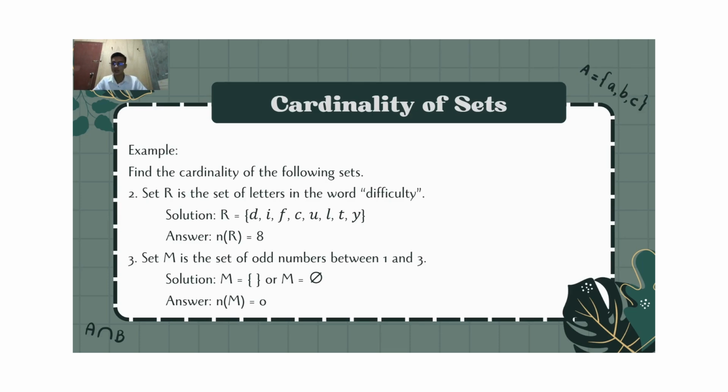Another example, we have set M, the set of odd numbers between 1 and 3. Is there an odd number between 1 and 3? No, there's nothing. Because between 1 and 3, there is number 2. And number 2 is not considered an odd number. Number 2 is an even number. Okay? So the solution of our given set is a null set or an empty set. So it is 0. Okay, I hope you get it.